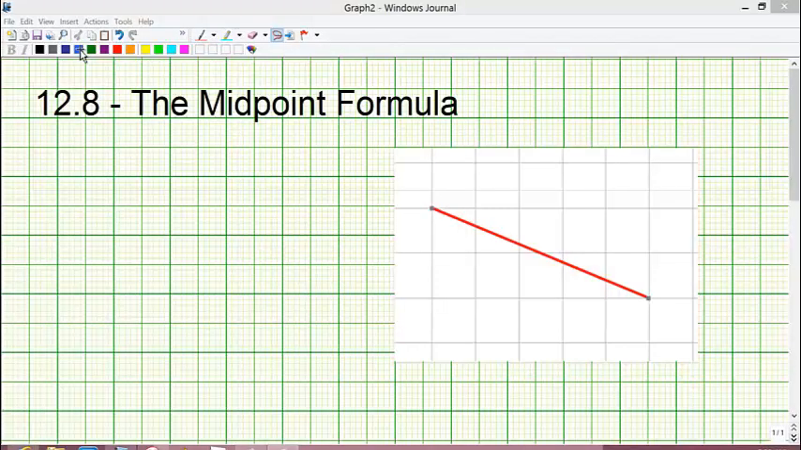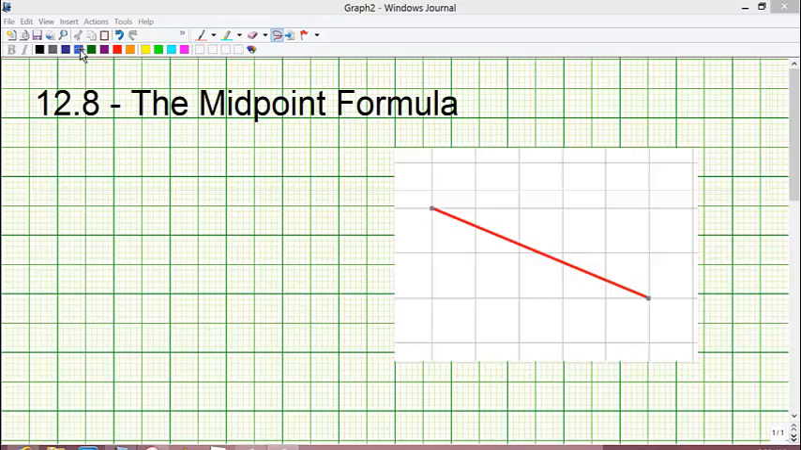Okay, today we're going to be looking at section 12.8, which is the last section in this chapter, chapter 12, which is the last chapter of the textbook. So this is the end of grade 8 maths. Wonderful. And we're going to be looking at something called the midpoint formula. And this is a formula which enables us to calculate the midpoint of any line segment. Which is a useful thing to know.